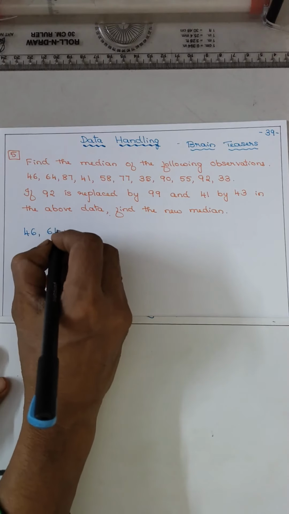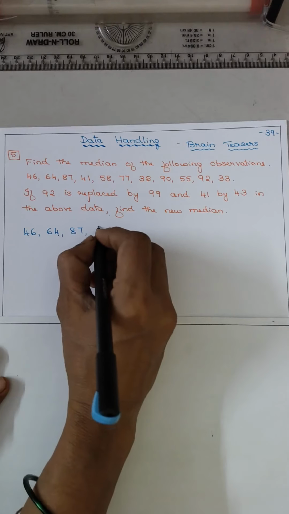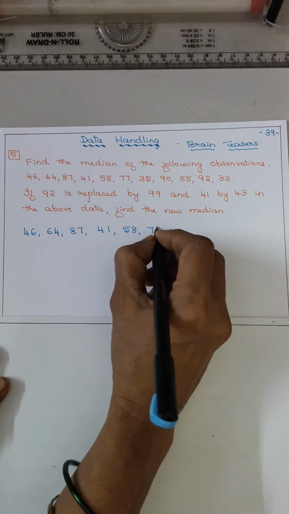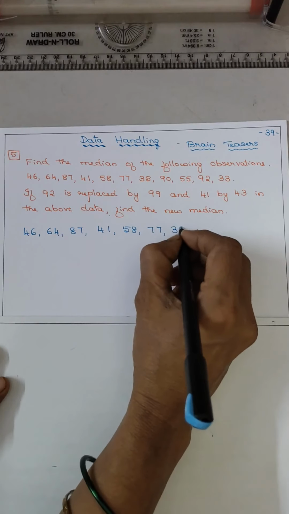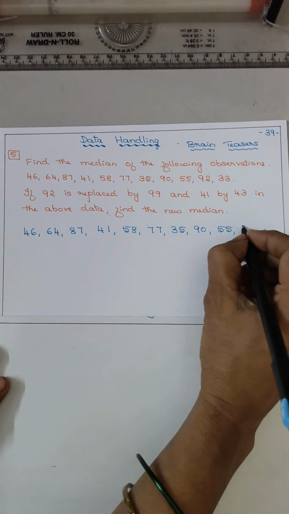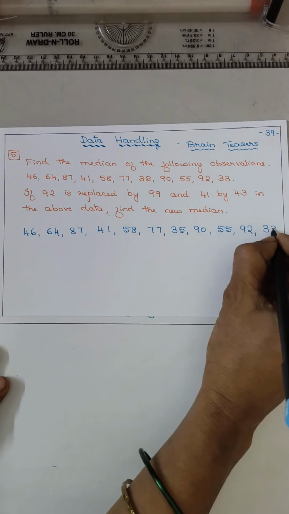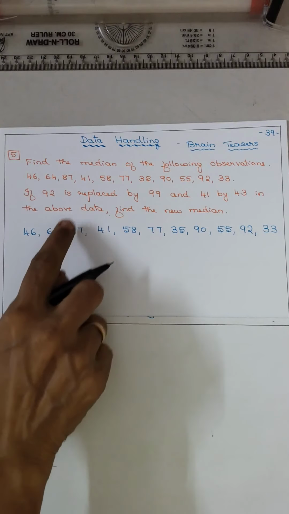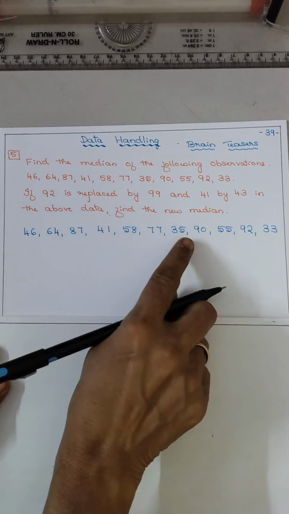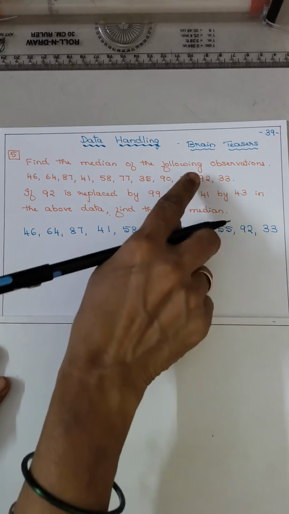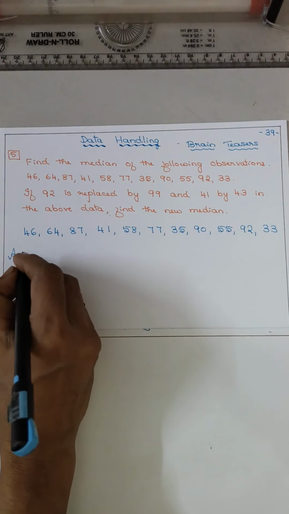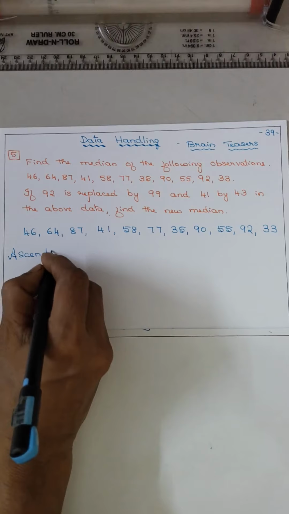46, 64, 87, 41, 58, 77, 35, 90, 55, 92 and 33. Now first step is ascending order.